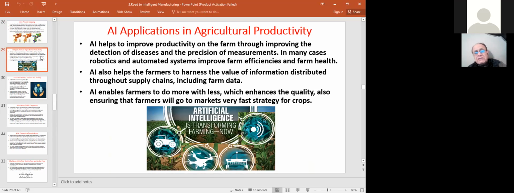Artificial intelligence helps us in transforming our farming, our agriculture, and productivity on the farms. And when the productivity on the farms increases, naturally there is a direct relation with the reduction of poverty.